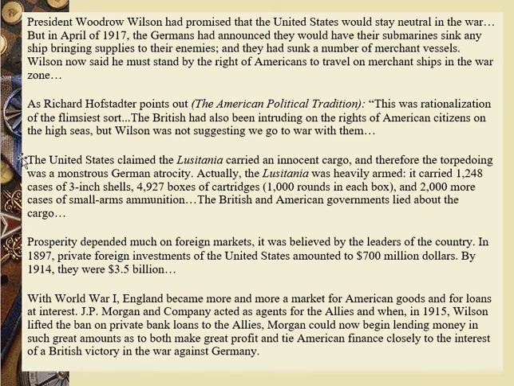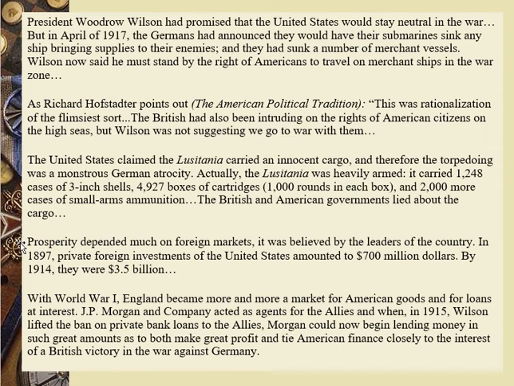Right? The United States claims the Lusitania carried an innocent cargo, and therefore the torpedoing of it was a monstrous German atrocity. The Lusitania was actually heavily armed. We got shells, casings, cartridges, all right, small arms ammunition, right? Okay, the British and American governments lied about the cargo, right? Again, they want to make a lot of money on this, and the British want to keep bringing in more supplies for them in their war efforts.